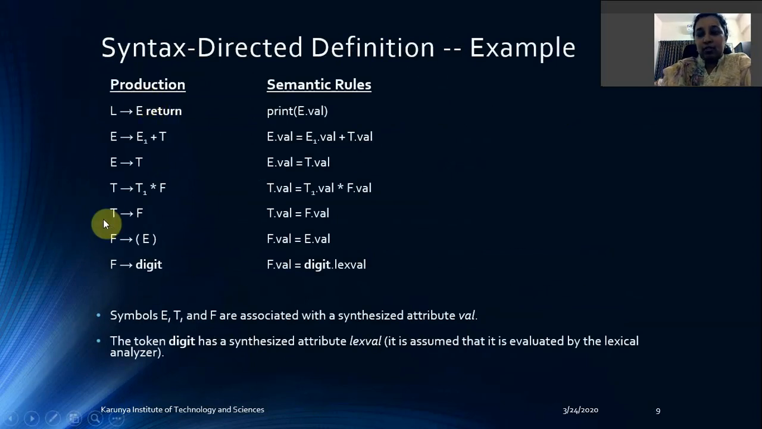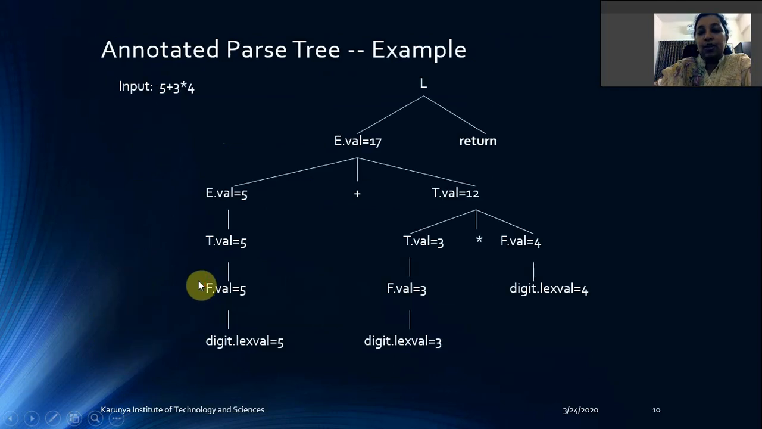Here we have a set of productions where it evaluates some value, 5 plus 6, and prints it onto the console. So now, having said this, how are we going to evaluate it? Here we have something like 5 plus 3 star 4. So this is how we are going to have the parse tree.